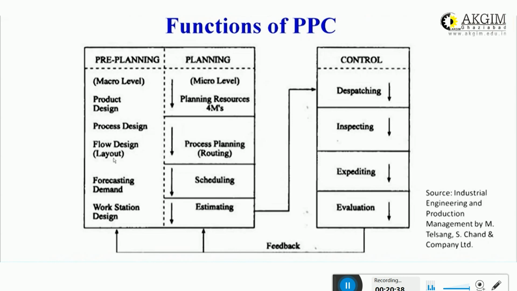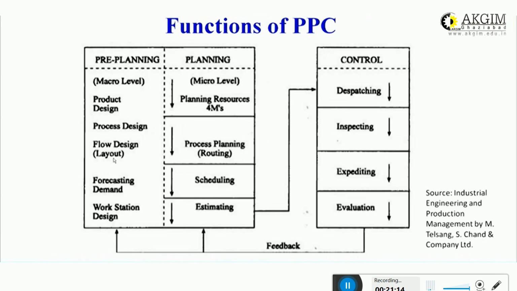Then coming to the controlling part, this control phase is affected by dispatching, inspecting, then expediting and evaluation of the entire material, so analysis can be done. Then finally evaluation makes the PPC cycle complete. And the last point is corrective action taken through feedback from analysis, and a good communication and feedback system within an organization is very much essential to enhance and ensure the effectiveness of PPC.